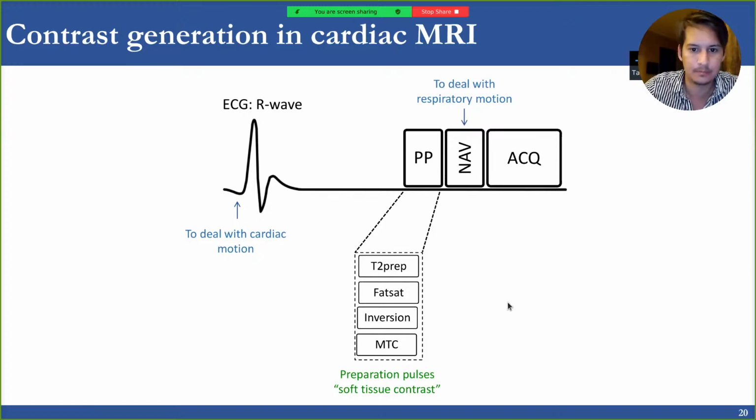This could be T2 preparation, fat saturation, the ones in the previous slides, inversion, and I think this is a magnetization transfer. But the only one that we're interested in is T2 preparation. And the thing about preparation is that you can increase the contrast between your tissues.